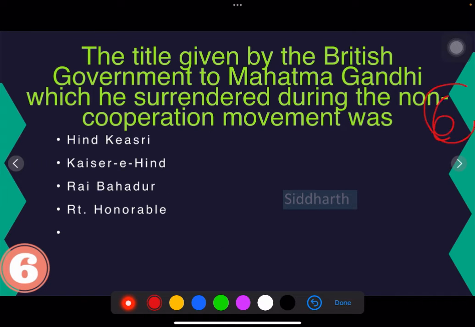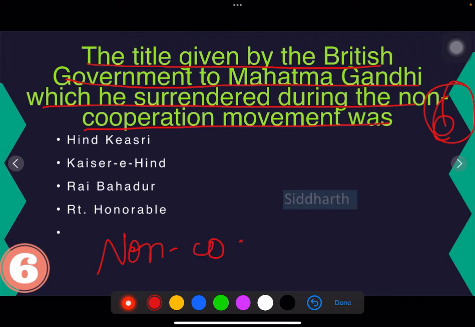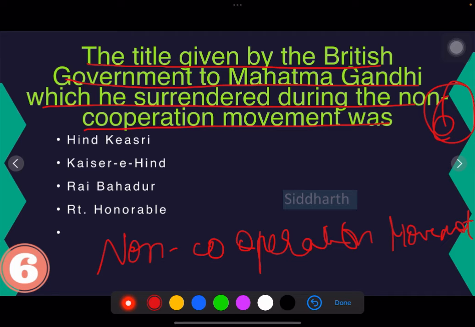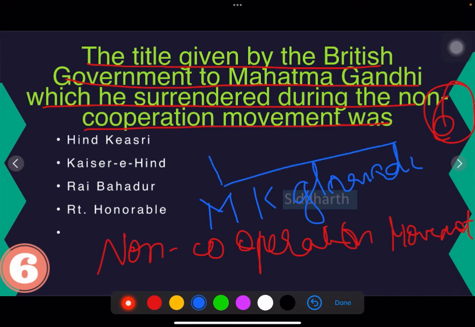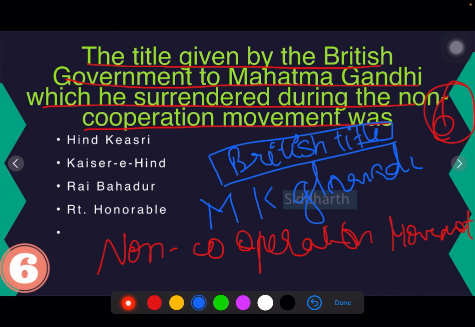So let's go. The sixth question is, the title given by the British government to Mahatma Gandhi, which he surrendered during the non-cooperation movement, was? So during the non-cooperation movement, M.K. Gandhi was given a title by the British. You should find what title the British gave to Mahatma Gandhi. What title was given to him? You should find. Your time starts now.